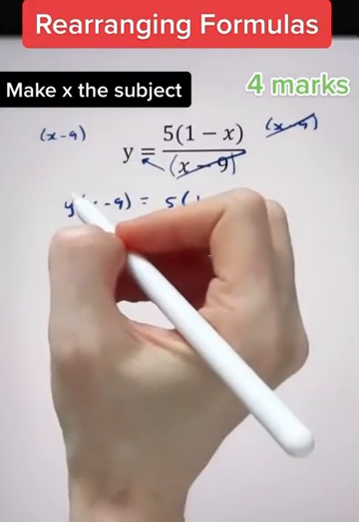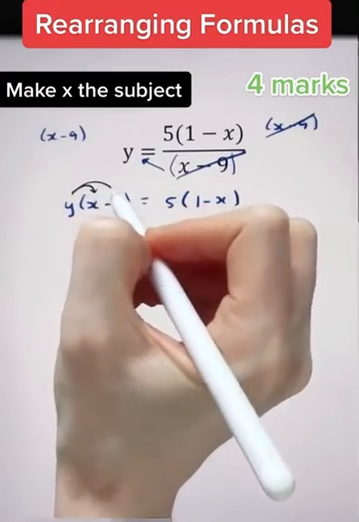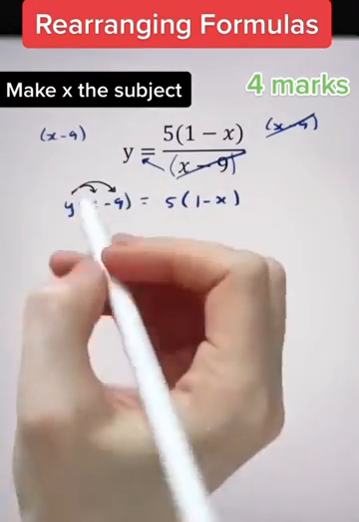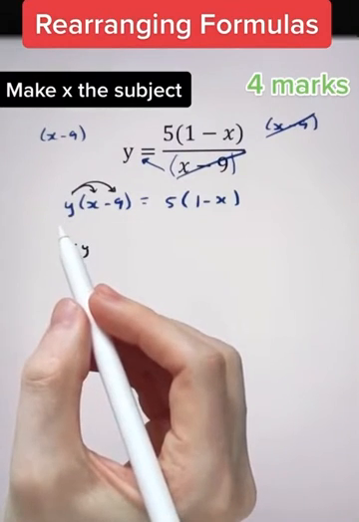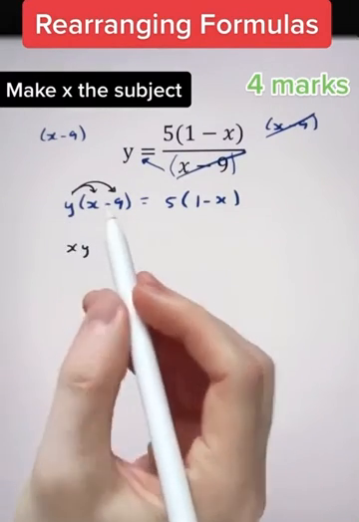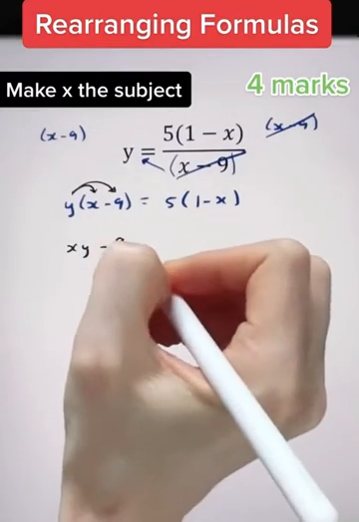Multiply out my single bracket. Whatever's directly outside, I multiply by each term directly inside. Y times x is simply xy, as we write numbers first and letters in alphabetical order when we're multiplying. And y times negative 9 gives us negative 9y.